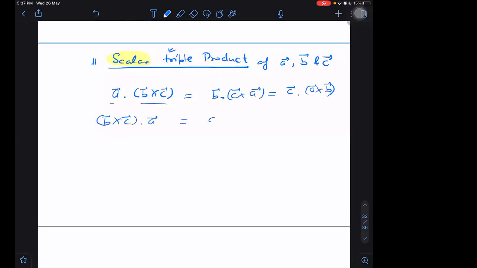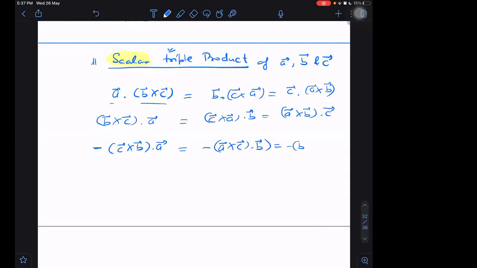It will not change. Then I could write here C cross A dot B, and I could write here A cross B dot C. But I cannot change the order of B and C. If I change the order of B and C, then it will become negative of that. It will also be equal to minus of C cross B dot A, or minus of A cross C dot B, etc. Minus of B cross A dot C.